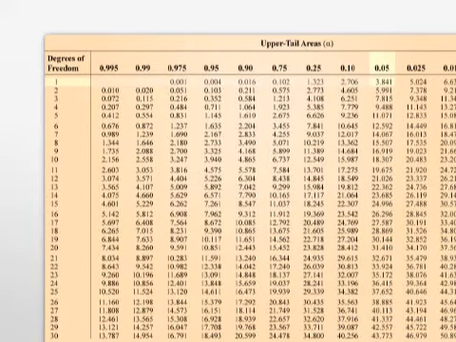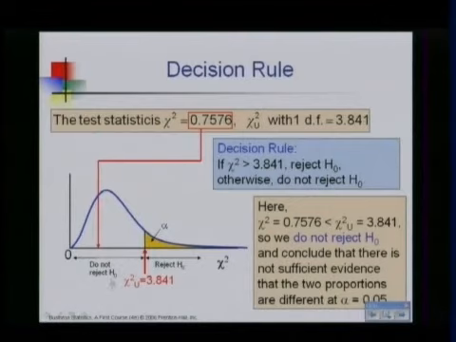So what that means is, if I get a value greater than 3.841, I'm going to reject the null. If I get a value less than that, I will fail to reject the null. So here's my 3.841 on the diagram. My calculated value, remember, was 0.7576. It goes over here. So therefore, I will fail to reject the null. Because my calculated value is less than the critical value, I would not reject the null, which says then there's not enough evidence to say there is any difference in the 2 proportions at the 0.05 level of confidence.